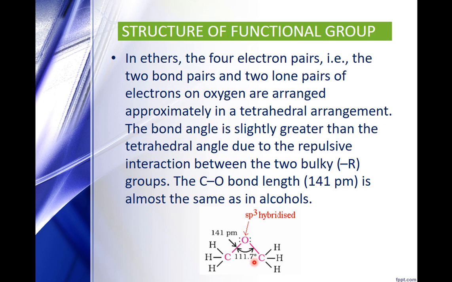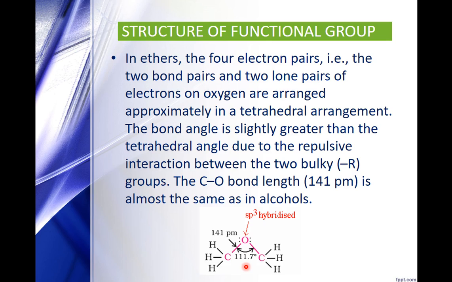This is ether. In ethers, 4 electron pairs are there surrounding the oxygen, 2 bond pairs and 2 lone pairs. These 4 electron pairs are arranged tetrahedrally. You can see here the tetrahedral structure, but the bond angle is slightly greater than the tetrahedral bond angle.